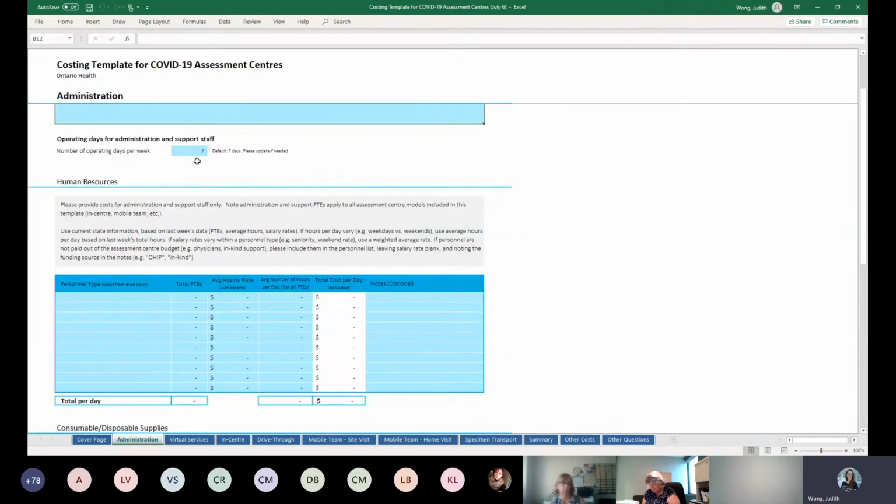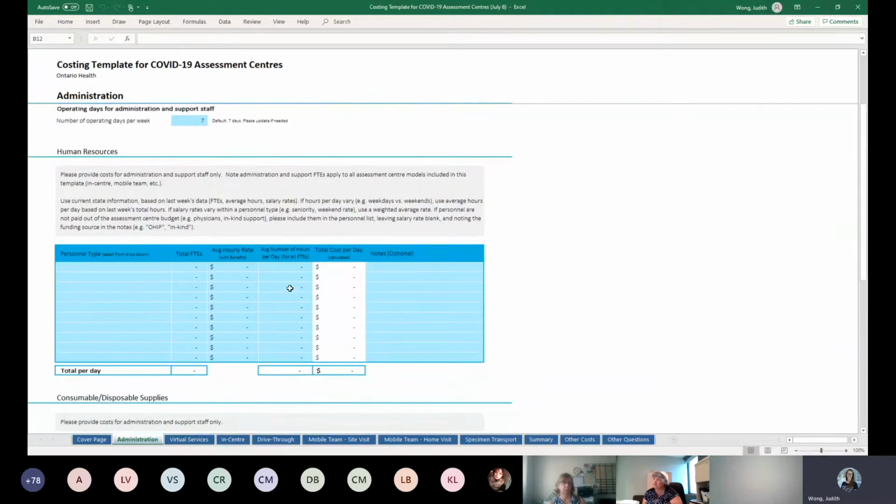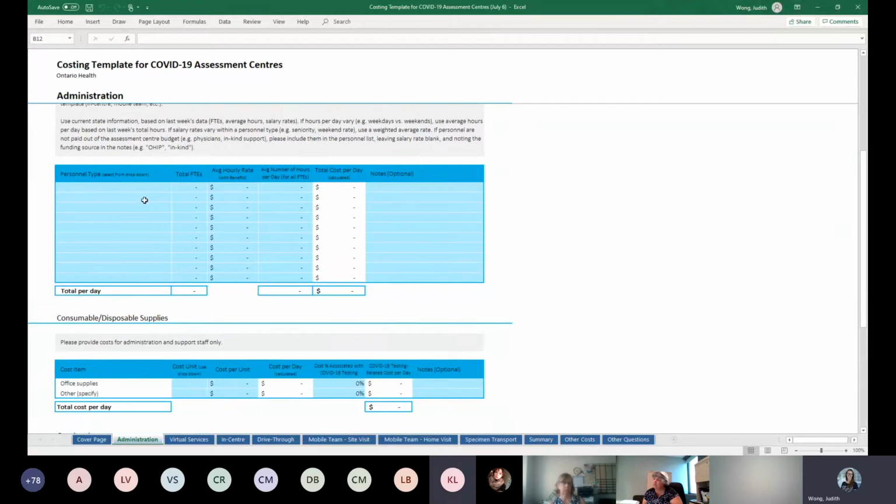Next, we want to know the number of operating days per week, as that's used further down in some of the other calculations. Important to include here is your personnel, which are your administration and support personnel that are supporting your assessment center across all of your models, be that one or more models.